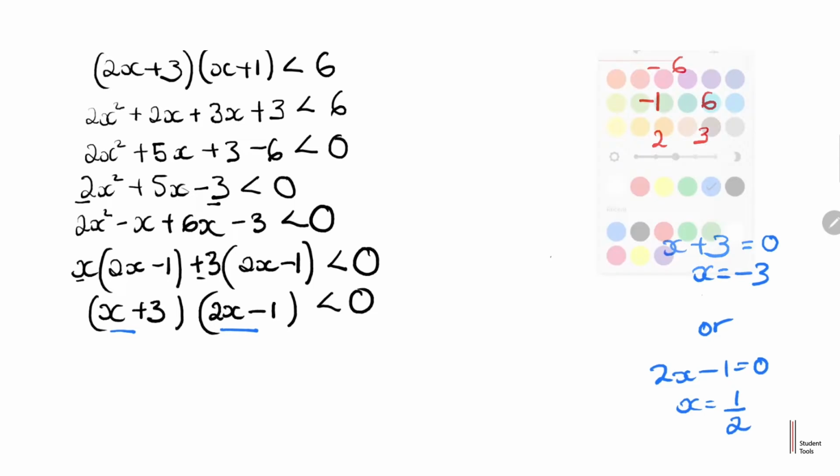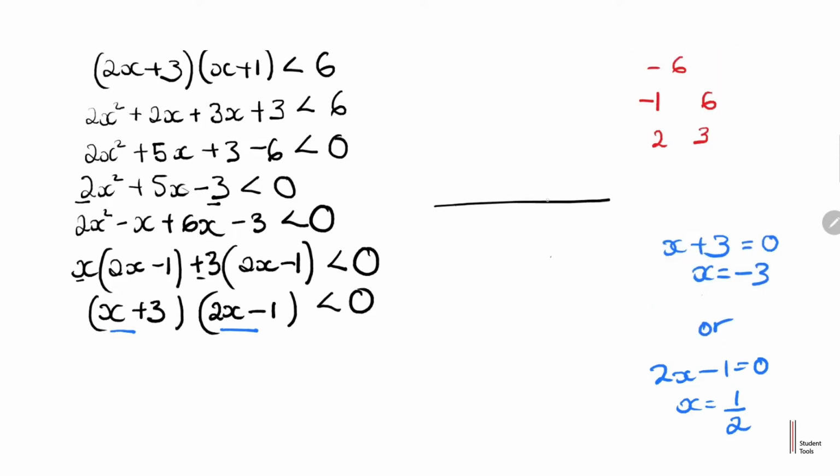Let us look at this as a parabola. Say we have this parabola. It looks like this one. And we have these x-intercepts over here and over here. So with this parabola, this would have been our x is equal to negative 3. And here x will be 1 over 2. So with this statement, it says x plus 3 multiplied by 2x minus 1 less than 0.